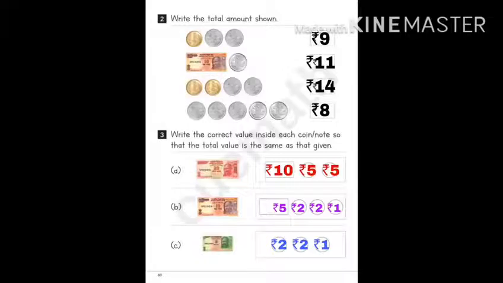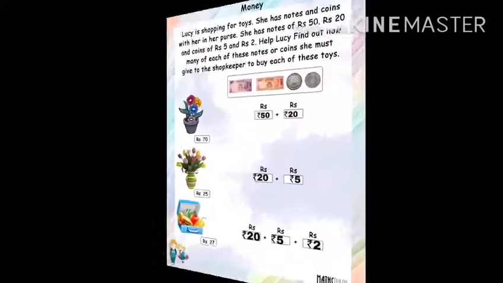Second is a 10 rupee note. So what change can you give, or what value can you get? That is a 5 rupee coin or 5 rupee note, 2 coins of 2 rupees and 1 coin of 1 rupee. Then for a 5 rupee note, how many coins will you give? 2 coins of 2 rupees and 1 coin of 1 rupee. Together you will get the answer as 5 rupees each.